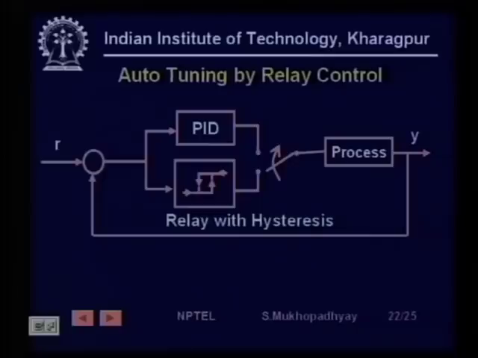In such a case there is a nice procedure which says set up the control loop like this. You have the normal PID controller and you have a relay with hysteresis here. What does it mean? If the error goes positive, the relay will switch in one direction, if it is negative it will switch in the other direction. Now if you flick the switch and try to control the plant with this relay, the relay will continuously toggle.